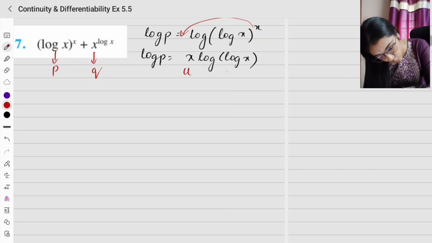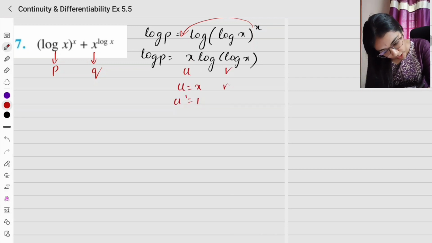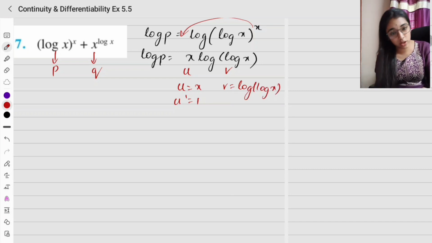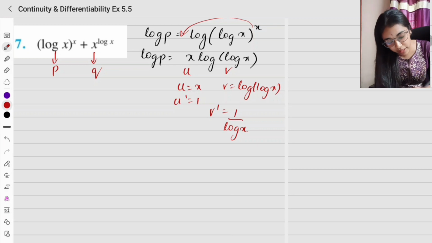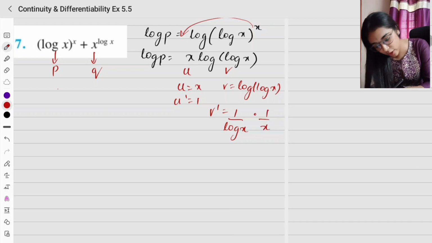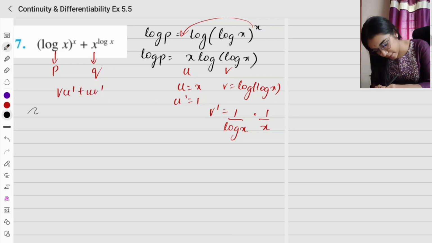Now this is my u, this is my v. So u is x, so u dash is going to be 1. What is my v? Log of log x. Okay, don't miss the log. Don't write just one log and then log x. So v dash is going to be the derivative of log, which is 1 by log x. I again have to do d by dx of log x, which is going to be 1 divided by x. So this is my v dash. What is the formula? v u dash plus u v dash. So when I substitute, what will I have?